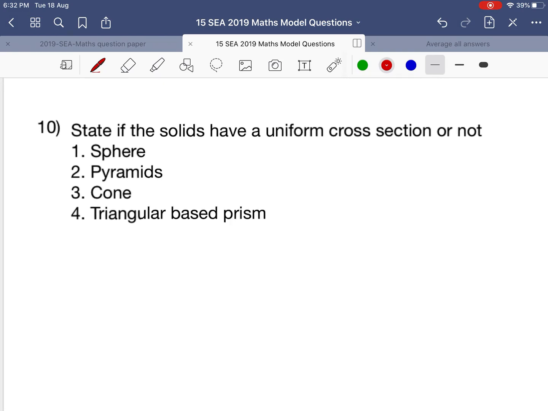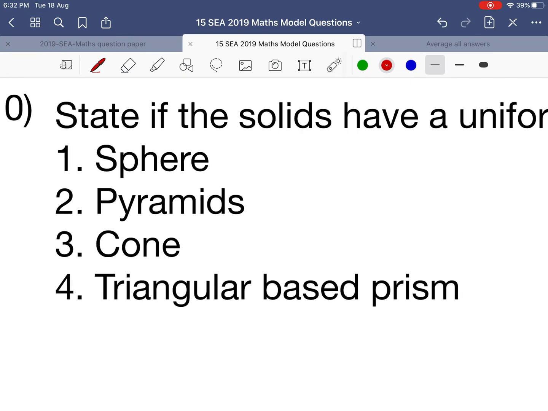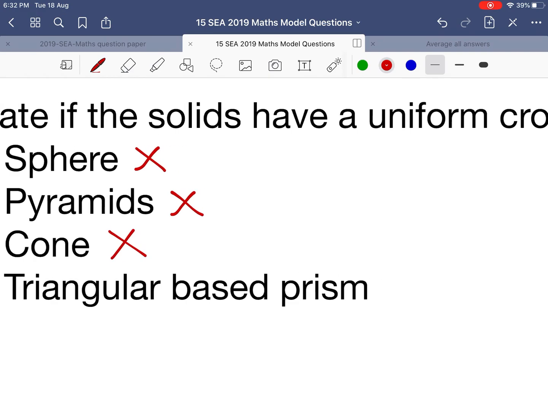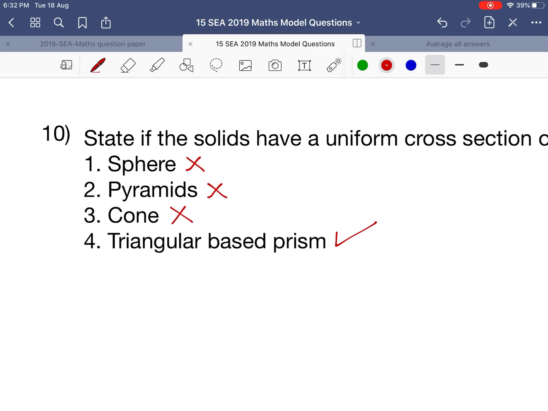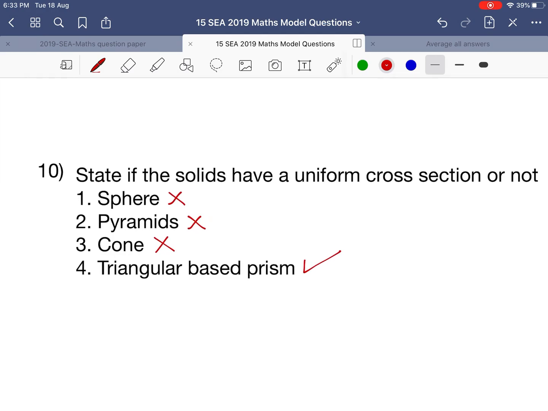Number 10. State if the solids have a uniform cross-section or not. A sphere does not have a uniform cross-section. Pyramids do not have a uniform cross-section. Cones do not. Prisms do. Cubes do. Cuboids do as well. And cylinders do.